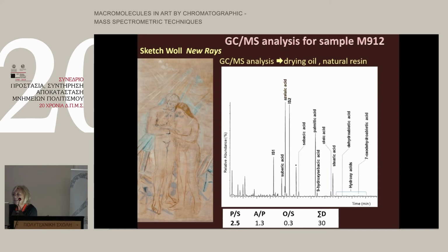And as you can see here, we have several molecules which let us know that we are in the presence of a drying oil together with a fine resin. The fine resin is given by the oxidized alkylic acid that you can see on the chromatogram.